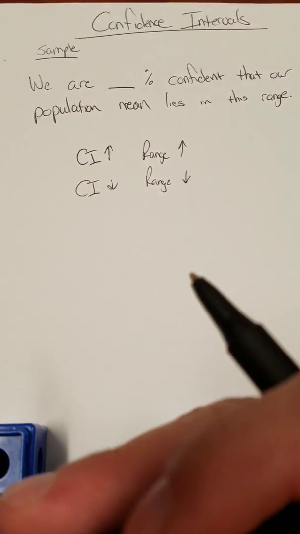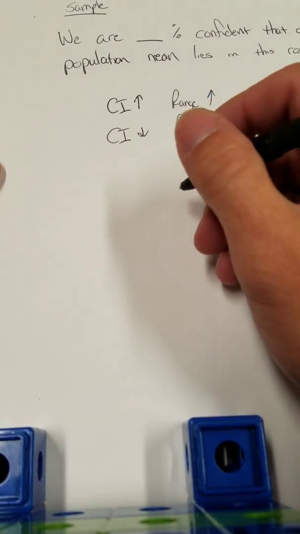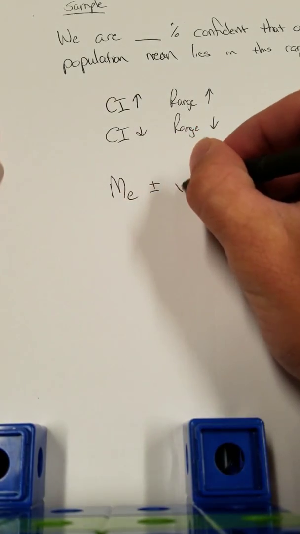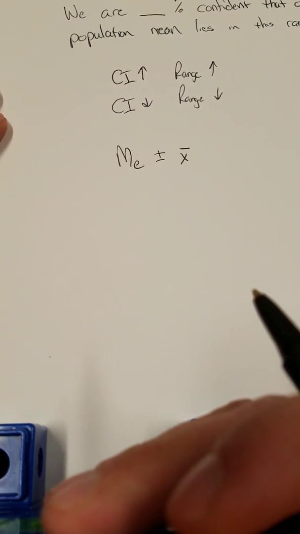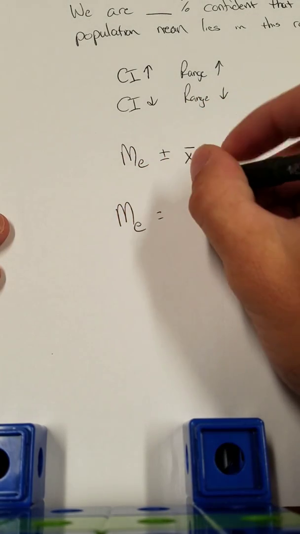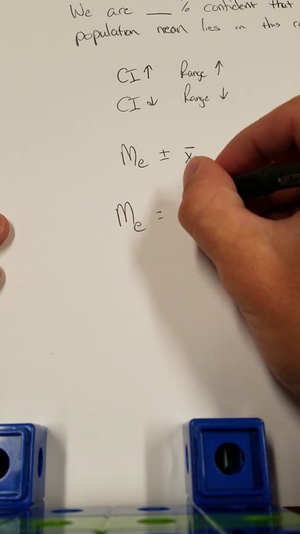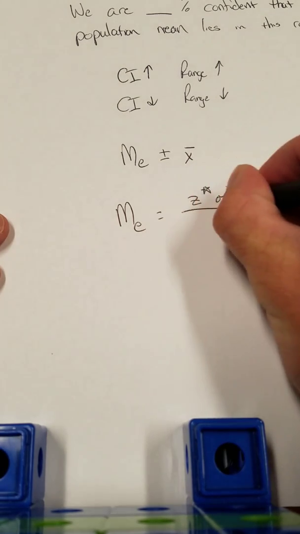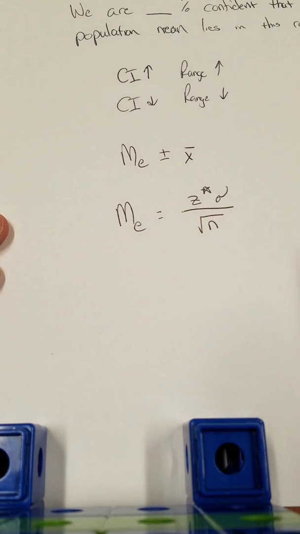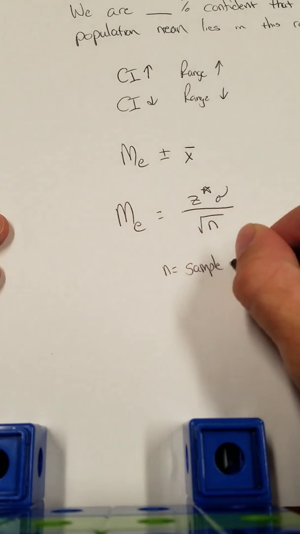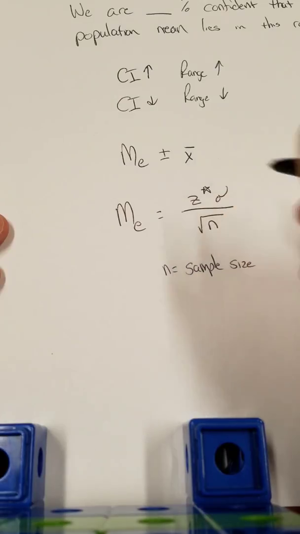All right, so here's our formula. It's going to be the mean plus or minus the margin of error. All right, so now you're saying, what in the world is margin of error? Well, margin of error is Z star, which I'm about to give you a table for, times the standard deviation divided by the square root of n, where n is our sample size. Okay, and that's standard deviation, of course, and then Z star.